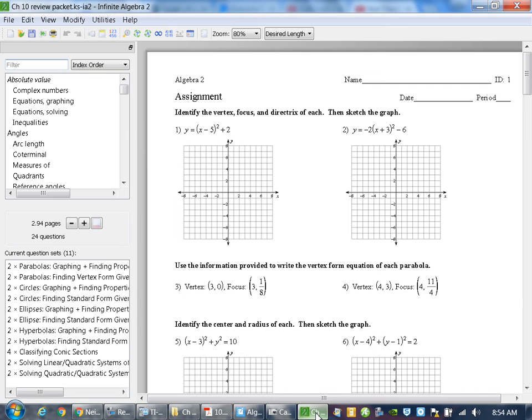I have no idea what I'm talking about. Go figure. So you've done this stuff. I mean, these are written in the vertex form. So this stuff you didn't see. I didn't realize it printed it that way.